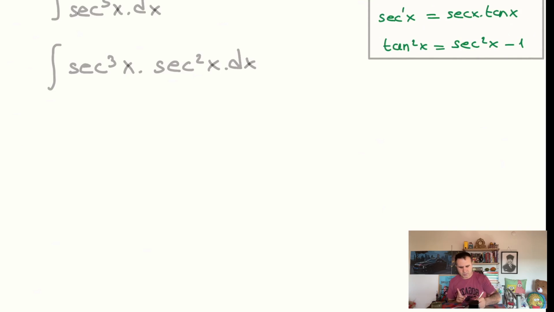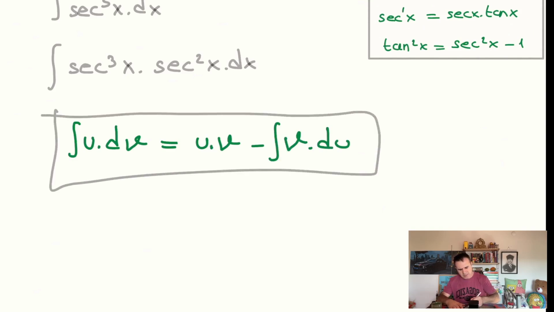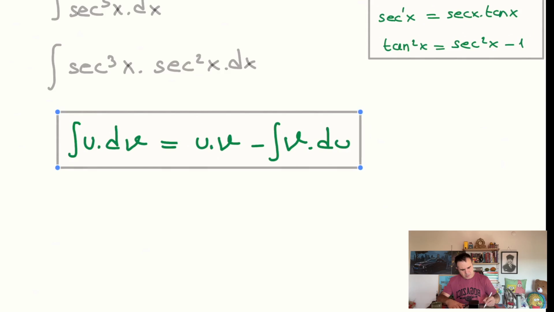What was integration by parts? Let me remind it to you. If we have an integral of u times dv, where u is a function of x and v is another function of x, then the integral of u times dv is equal to u times v minus the integral of v times du. We will use this integration method to solve the problem.